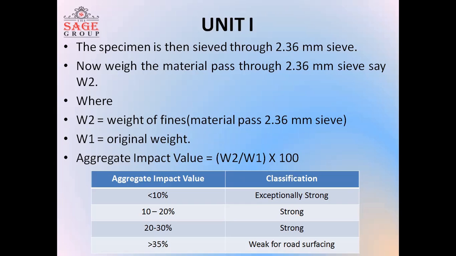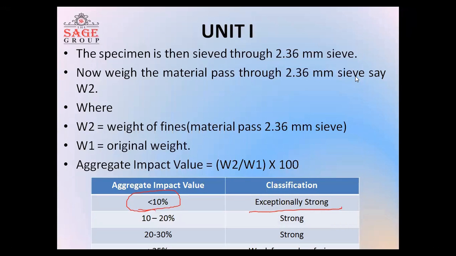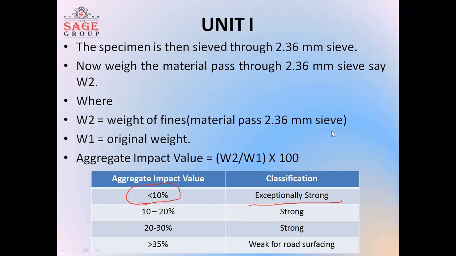of the stone. If the result is less than 10%, then it is considered exceptionally strong, which is used on the top surface of pavements, in beams, and in columns. If the value lies between 10 and 20%, then the stone is considered strong. It cannot be used on the top surface, but it can be used below the top surface, or in beams, columns, slabs, water tanks, etc.